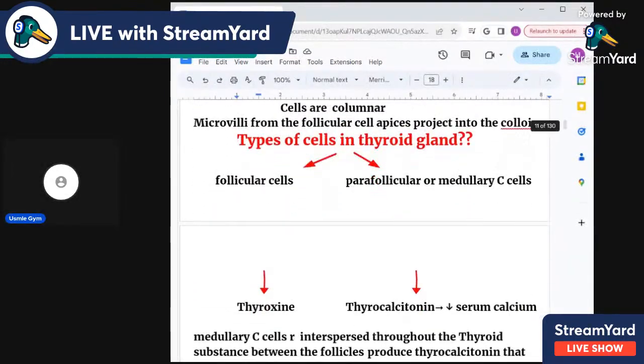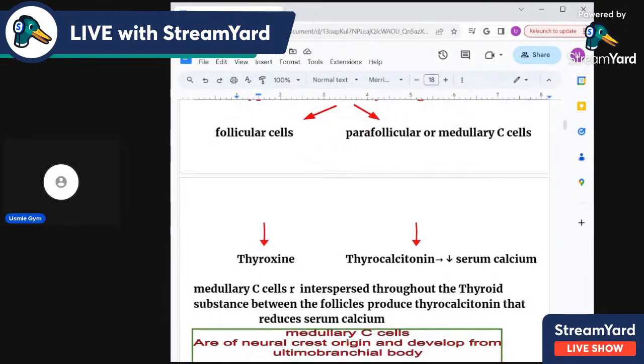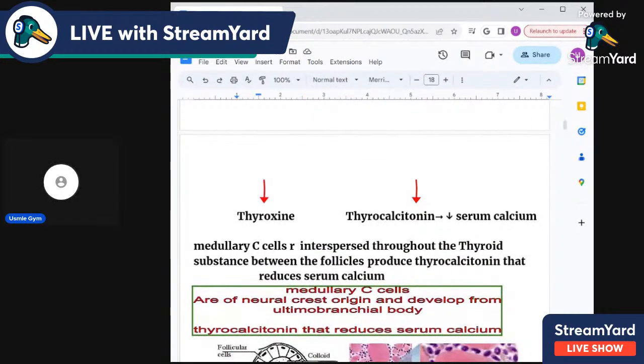So we did this. Now, types of cells in the thyroid gland. There are two types of cells: follicular cells, and the parafollicular cells, which are the medullary or C type of cells. So what's the function of these cells? Follicular cells produce thyroxine, and the parafollicular cells produce thyrocalcitonin, which decreases serum calcium.